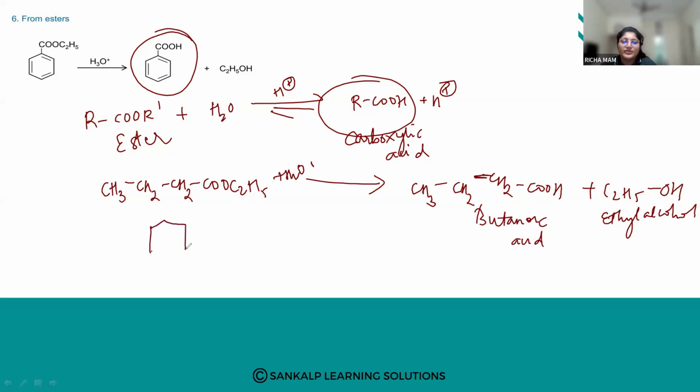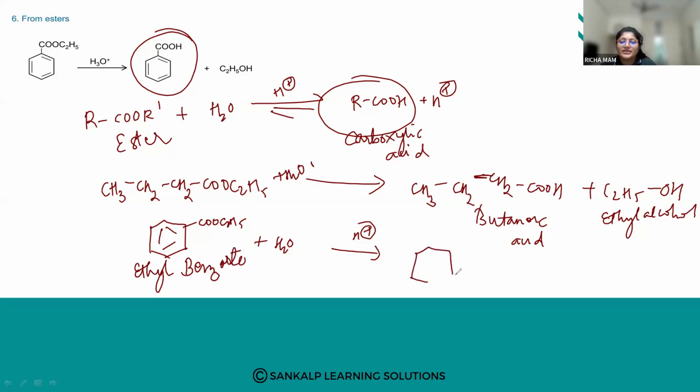One more we'll see with respect to an aromatic compound: C6H5COOC2H5 plus H2O in the presence of H+. Now you tell me what will be the answer. The name of this compound is ethyl benzoate. React it with water, I'm going to get benzoic acid plus ethyl alcohol. So these are the reactions from esters. Is it clear?